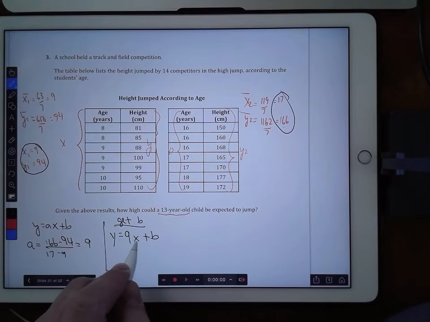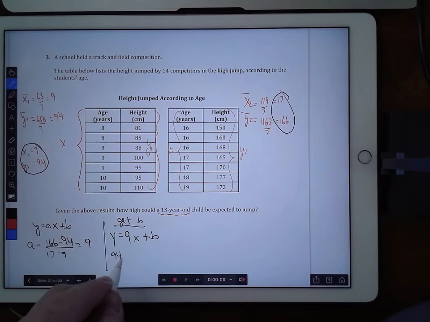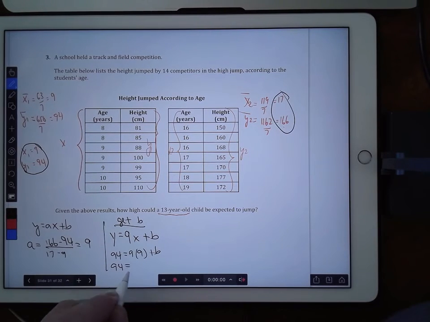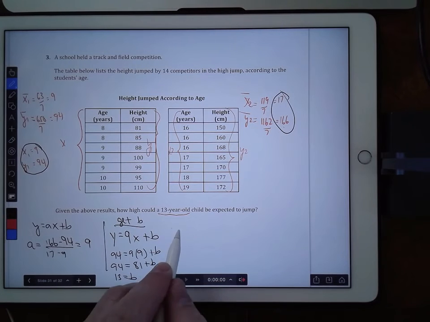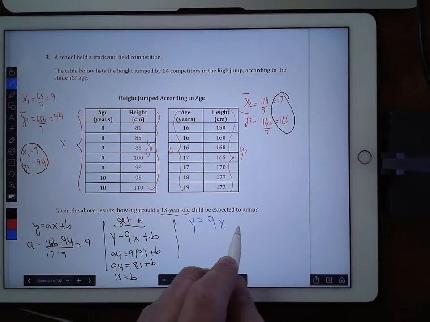Now I'm going to get an x and a y, which I'll use x1 and y1 right over here. So 94 is equal to 9 times 9 plus b. 94 is equal to 81 plus b, and when we subtract the 81 from both sides, 13 for the b. So because of that, we have our rule, y is equal to 9x plus 13.